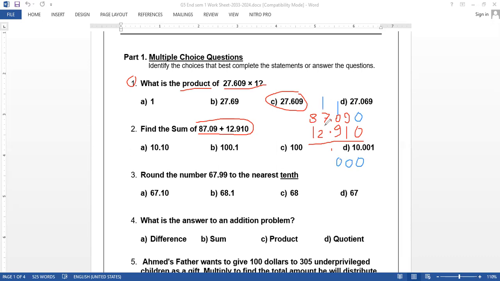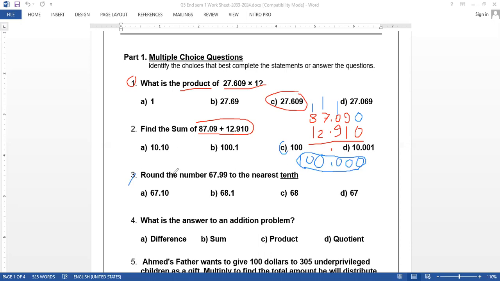Here 1 plus 7 plus 2, 10 again. Here is the point, of course. And here we have the answer. Again, we have 10. So the answer will be 100.000, which means 100. So the answer is C.